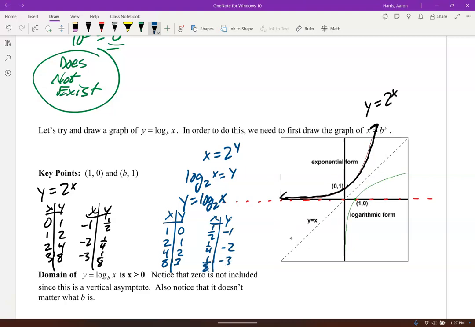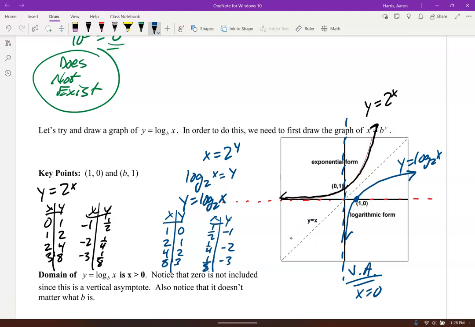And that key point (0, 1) becomes that key point (1, 0), and we flip all those points around. Soon enough, we see this logarithmic function. So here is log base 2 of x. Log base 2 of x is the inverse of 2 to the x. And instead of a horizontal asymptote y equals 0, this one has a vertical asymptote of x equals 0, right?